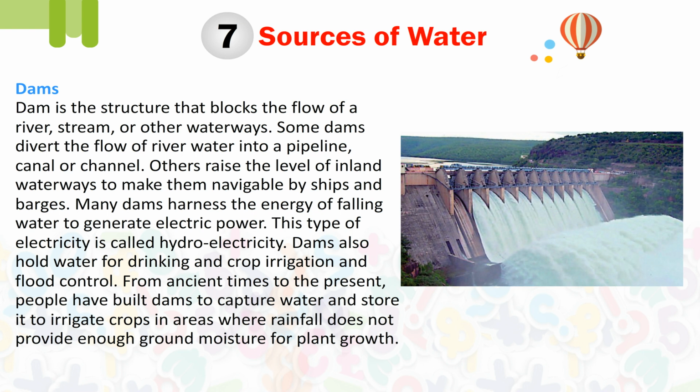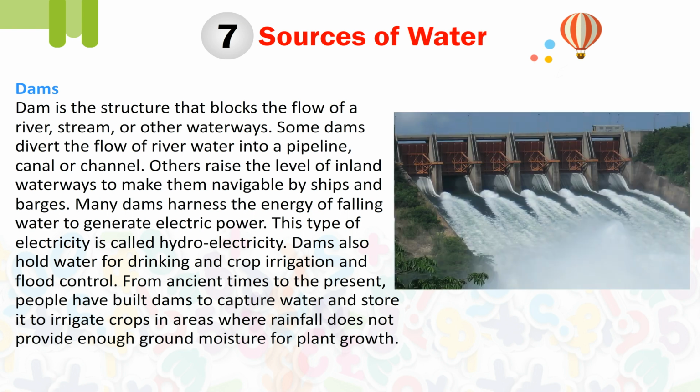Dams. A dam is a structure that blocks the flow of a river, stream or other waterway. Some dams divert the flow of river water into a pipeline, canal or channel. Others raise the level of inland waterways to make them navigable by ships and barges.